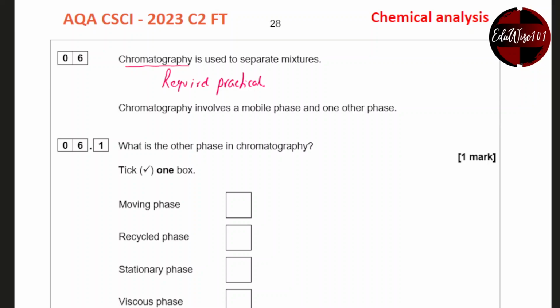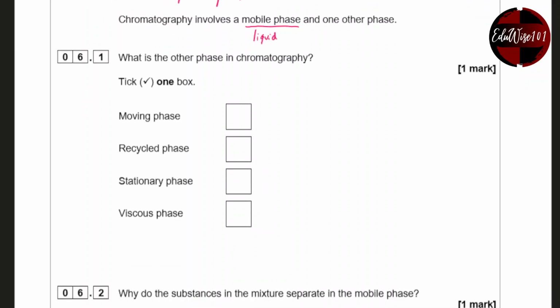So what is the other phase in chromatography? Chromatography involves the mobile phase and one other phase. Mobile phase is the moving phase, right? That is basically the liquid part. And the other phase, what is the other phase? Well, you could call it the moving phase, but moving phase and mobile phase are more or less the same thing. Recycle phase, no. Stationary phase, that's correct. So there are two phases: one part of the chromatography at the start is stationary and then it's moving.